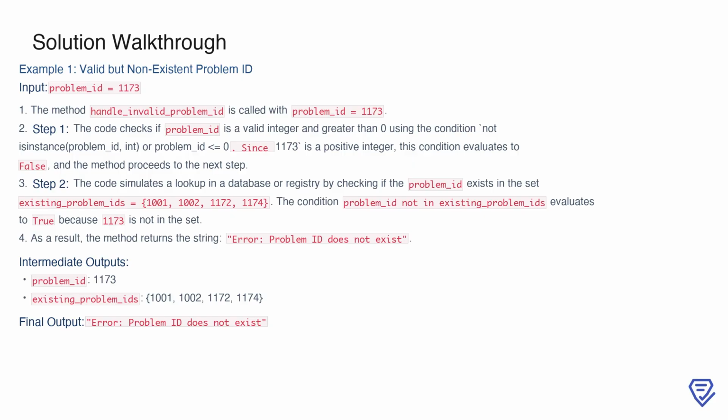Next, the method performs a lookup to see if the problem_ID exists in the predefined set existing_problem_IDs, which includes 1001, 1002, 1172, and 1174. Since 1173 is not found in this set, the condition problem_ID not in existing_problem_IDs evaluates to true. As a result, the method concludes that the problem ID does not exist and returns the error message, error, problem ID does not exist. The intermediate outputs reflect the problem_ID and the set of existing IDs, while the final output is the error message.